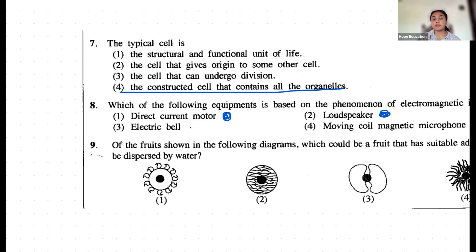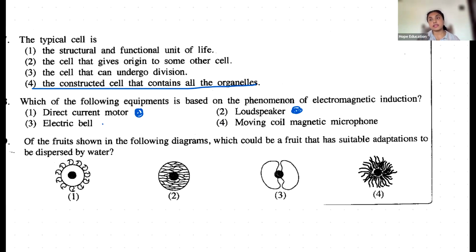Then the moving coil magnetic microphone is the example of electromagnetic induction. If you remember, electromagnetic induction means we have a conductor, we have a magnetic field or a magnet. There has to be a relative motion. Either the conductor moves and the magnetic field is constant, or the magnetic field changes and the conductor is constant, or there's a relative motion. There will be a current induced, a voltage induced. We call it electromagnetic induction.